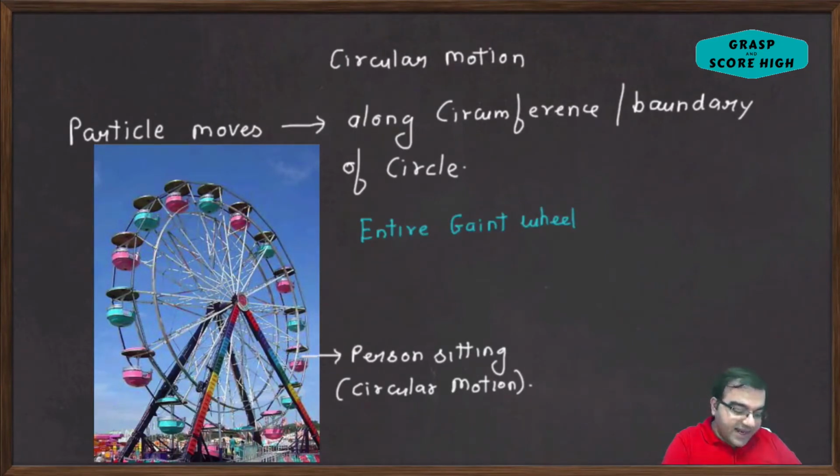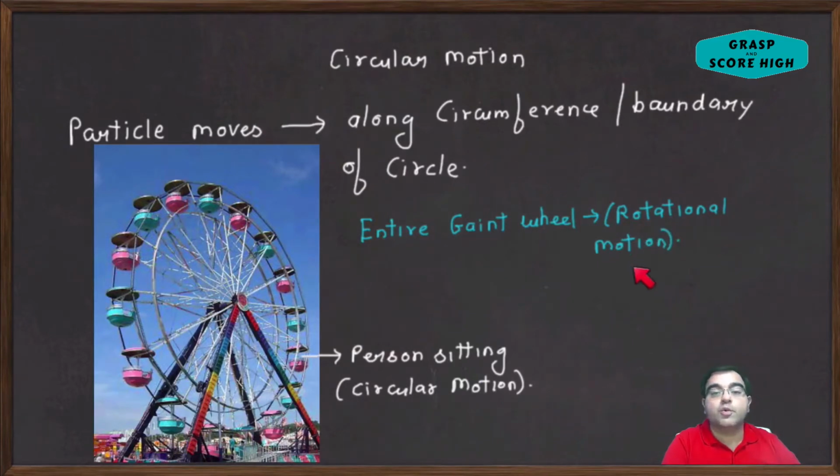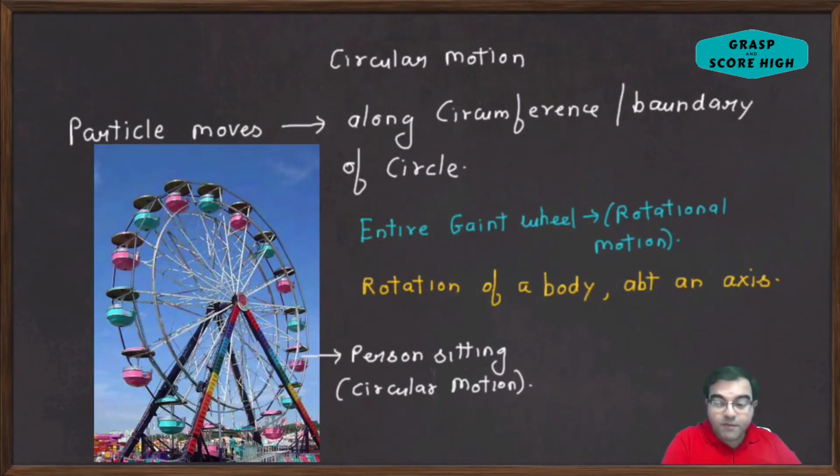Now if you consider the entire giant wheel, I am not considering the person sitting here, I am rather considering the entire giant wheel. Now in that case, the motion is a rotational motion. So you have a rotation of a body. So this entire body is rotating along this point which is called the axis. So the motion for the entire giant wheel is going to be rotational motion, but the motion for the person sitting here is going to be circular motion.